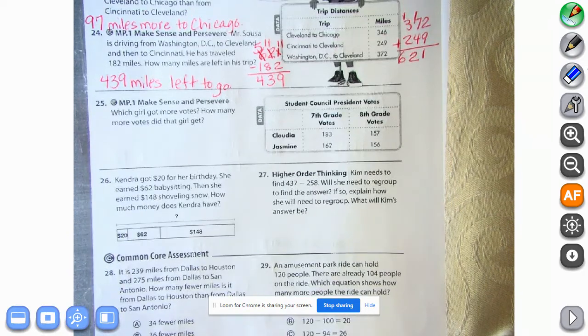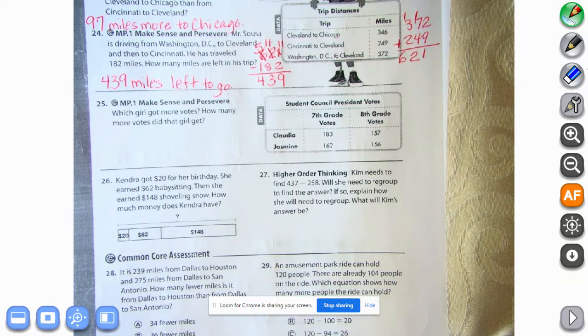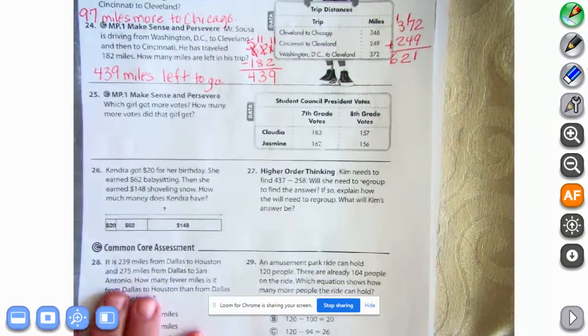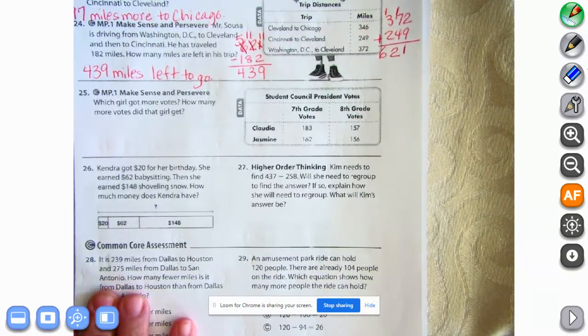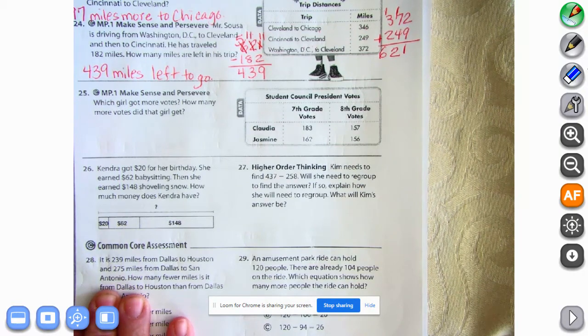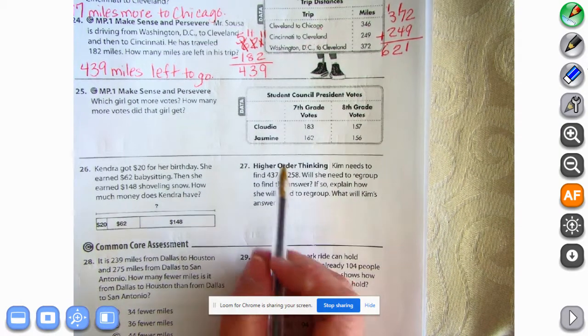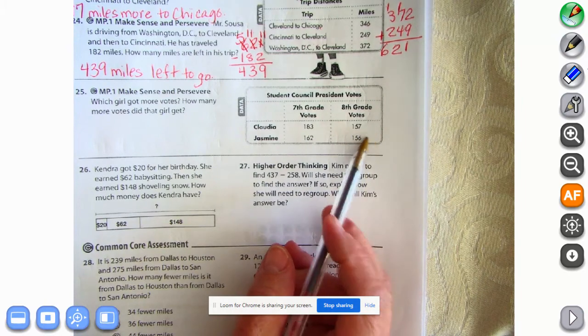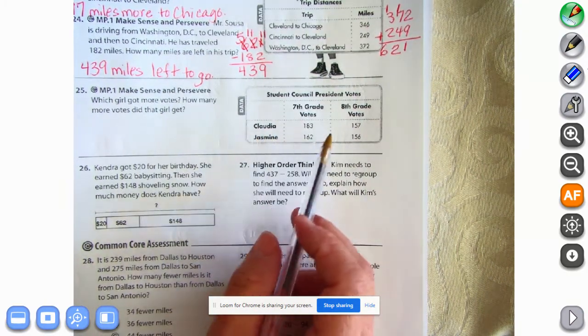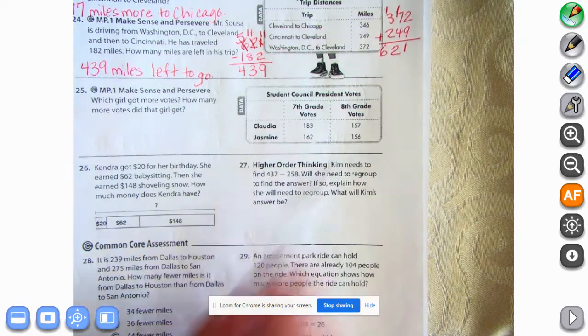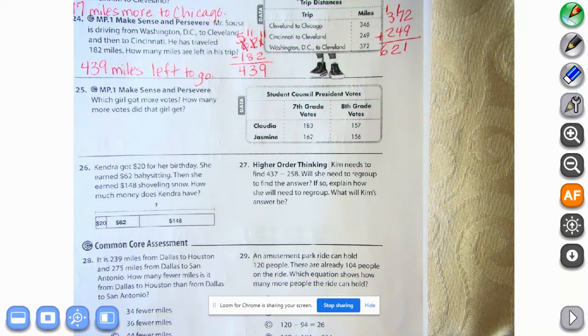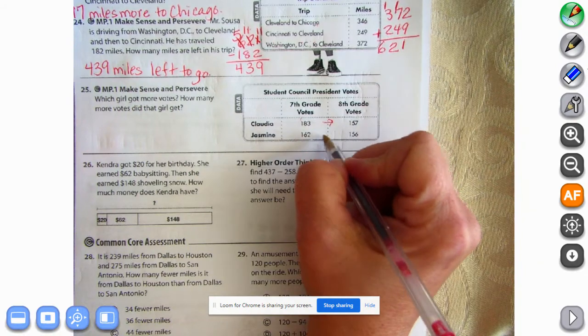Okay, we're going to go to number 25. Which girl got more votes? How many more votes did that girl get? So we're looking at student council president votes, 7th grade votes, and 8th grade votes. So Claudia got 183 7th grade and 157 8th grade. Jasmine got 162 7th grade and 156 8th grade votes. Okay, so we need to figure out how many votes each girl got. That's number 1. So we're going to add these together.